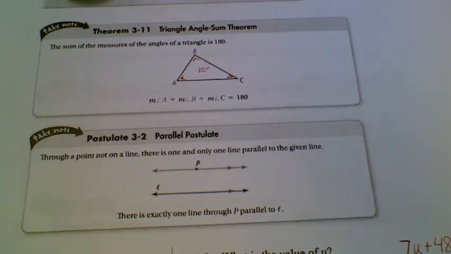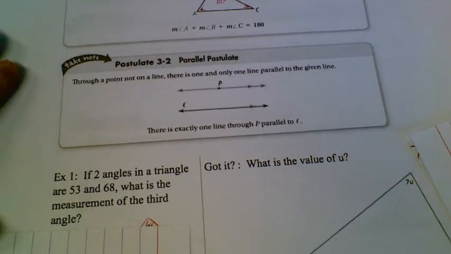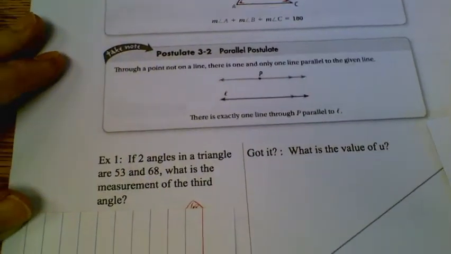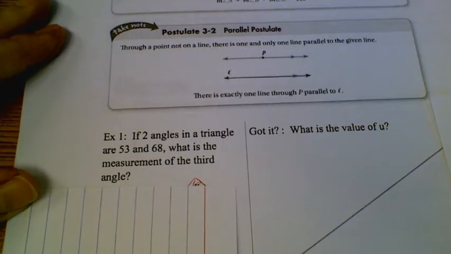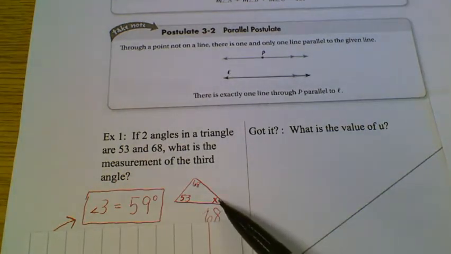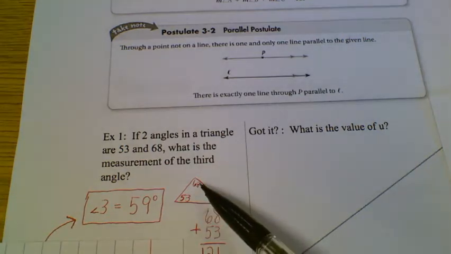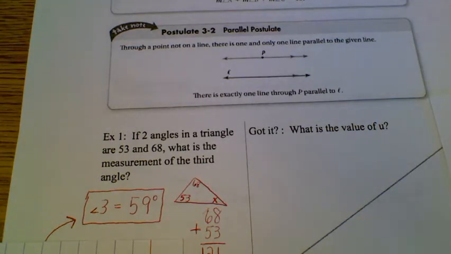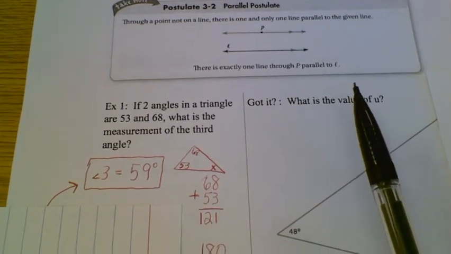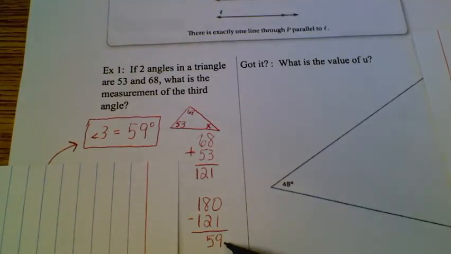This first example is asking, if I have two angles in a triangle that are 53 and 68, what is the measurement of the third? So if I were to draw this out, my triangle would look like this. You could just do some mental math and figure it out. So I could add 68 and 53, and then I know that all three of them have to add to 180, so I could subtract from 180 and get 59.